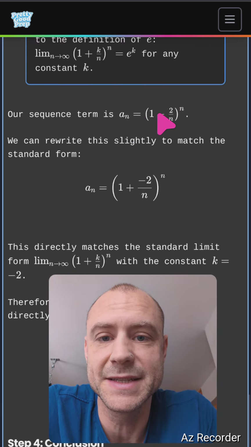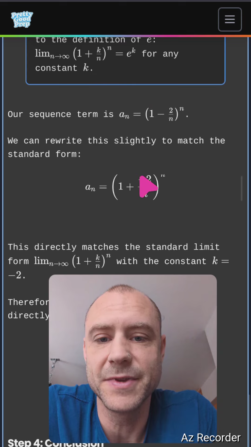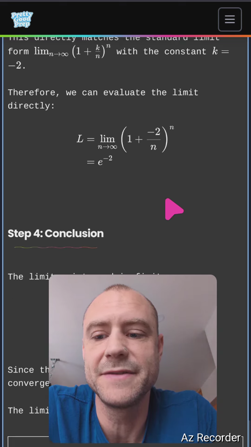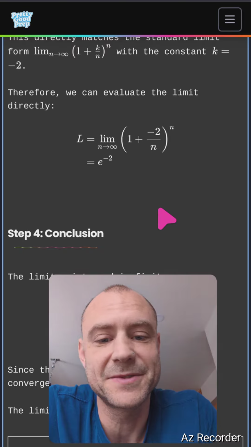So notice that it's a minus instead of a plus. So here, if you look at it just like this, you see it's very clear. This is just e to the negative 2. Hope that helps. Great one to know for an exam.